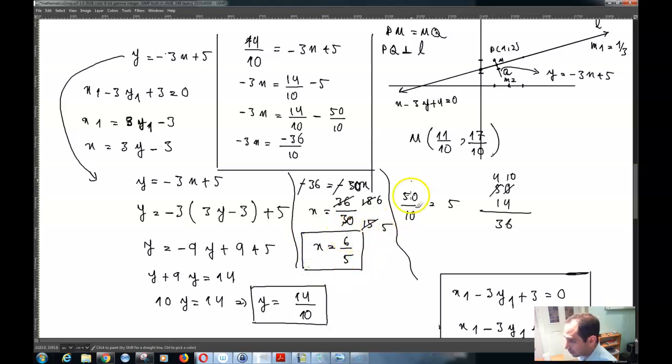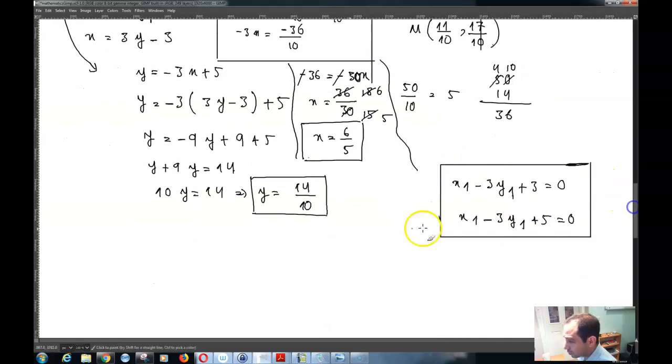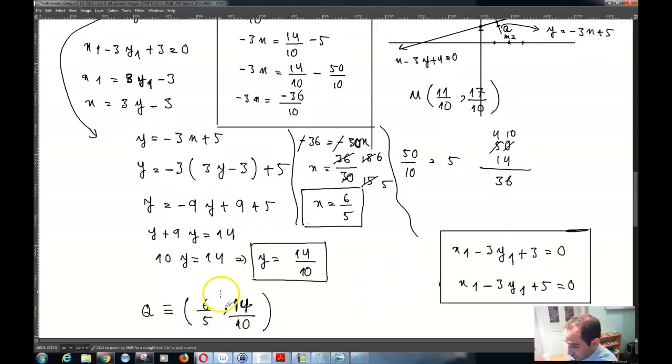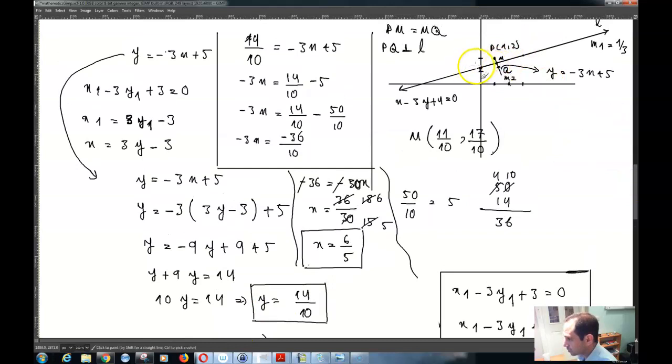So that means the coordinates of this point Q are 6 fifths and 14 tenths. Now, 6 fifths is a little bit over 1, which is the x coordinate of this point over here. And 14 tenths is also a little bit over 1, which is this point over here.